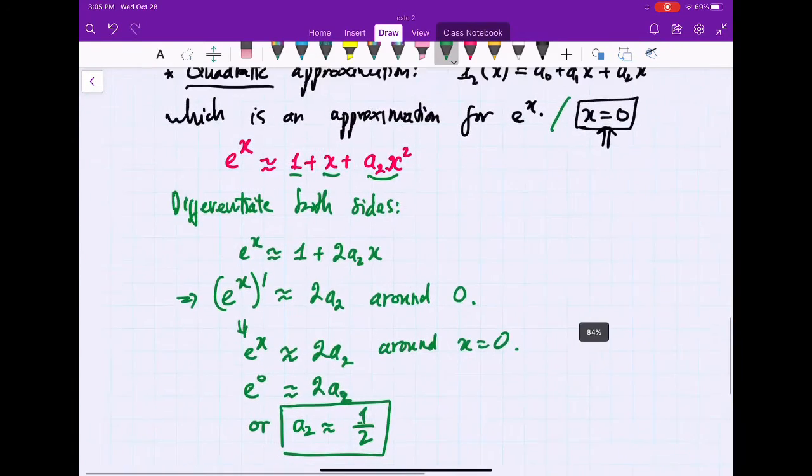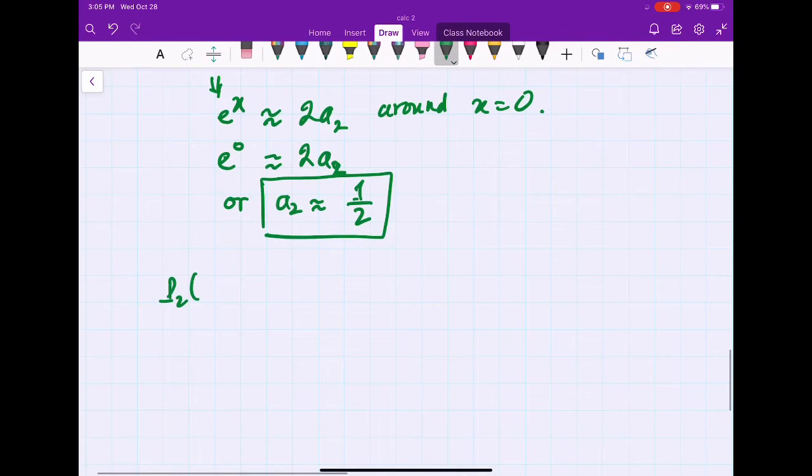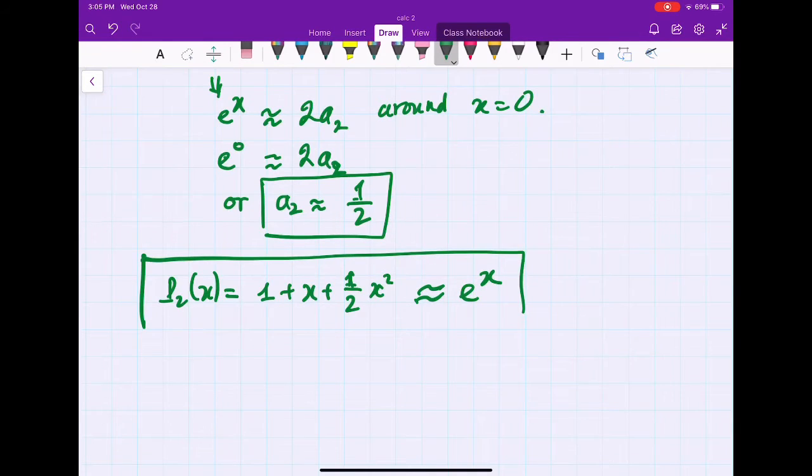Then I plug this into my quadratic polynomial, right? From here I get p2(x) is equal to 1 plus x plus 1 over 2 x squared. You see that? So I have another approximation. This is approximately equal to e to the x. Of course, you might have a feeling that when we increase the degree, right, we get a more exact approximation. Is that correct? And that is true.